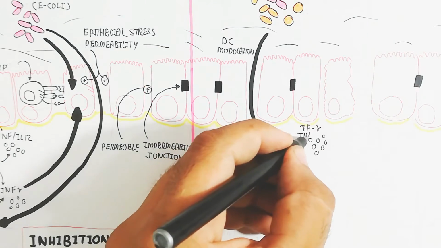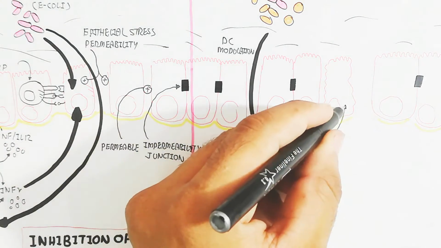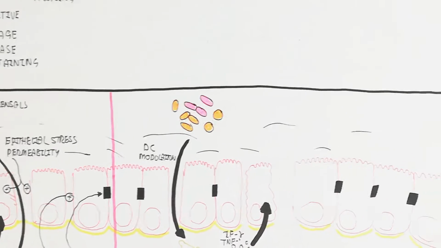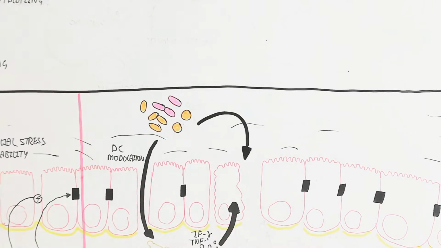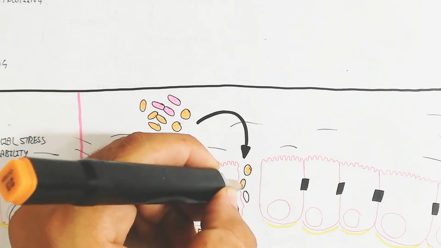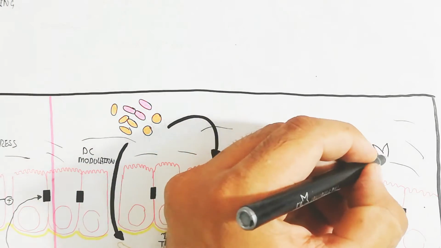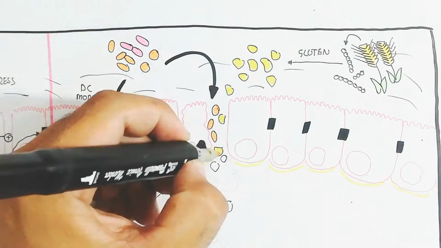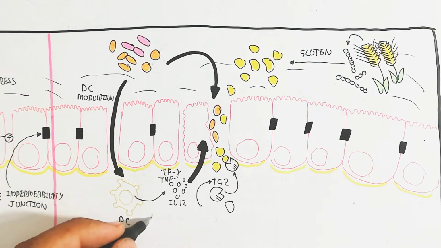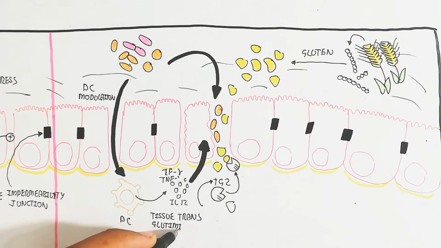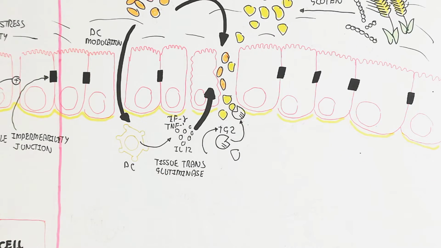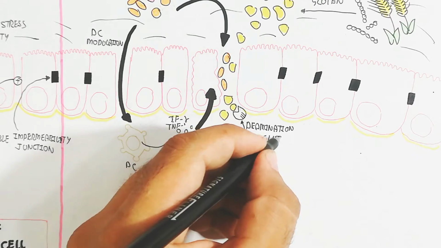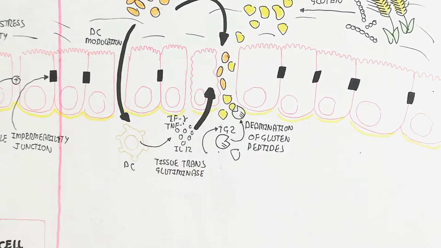So here is the dendritic cell, which after the detection of the pathogen will release interferon gamma, tumor necrosis factor alpha, and interleukin 12, which basically recruit the other cytotoxic T cells to kill the damaged epithelium. After this, through the damaged epithelium, the gluten will enter and can pass. After the gluten enters, the TG2, the tissue transglutaminase enzyme, produces deamination of gluten peptides, which are converted into gliadin.